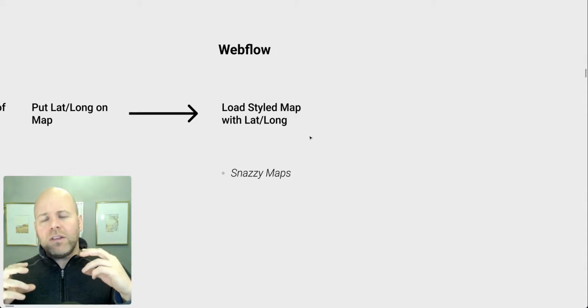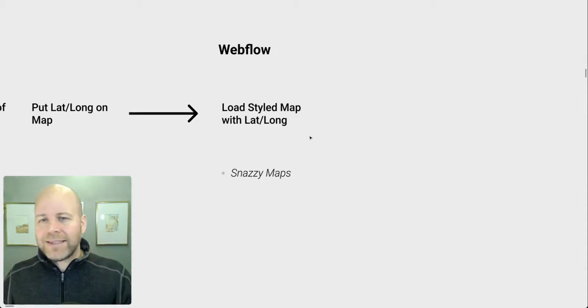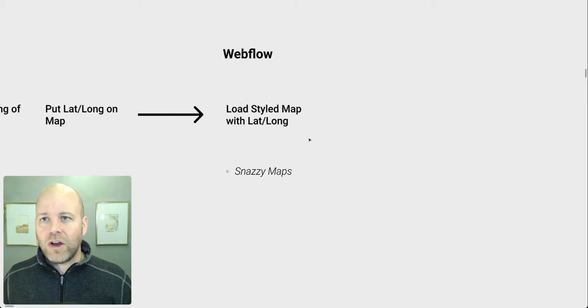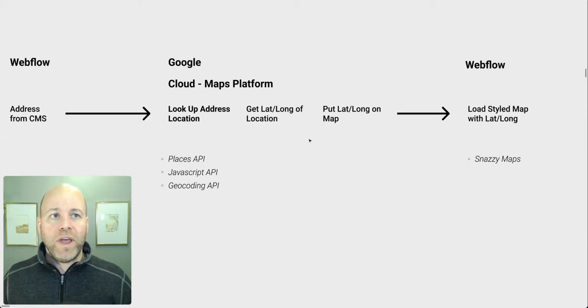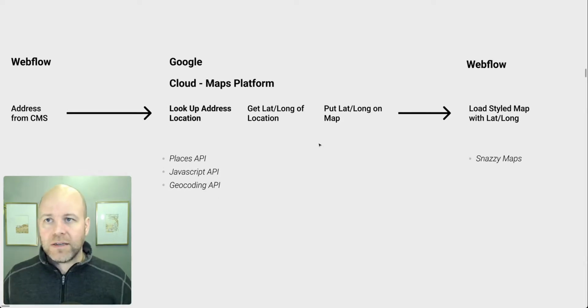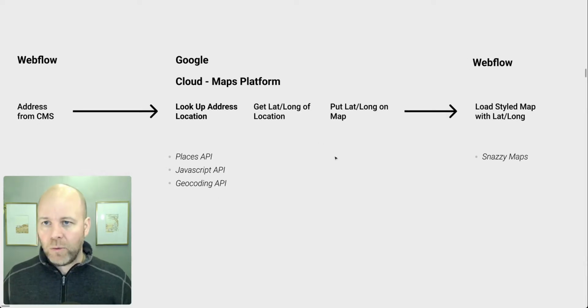And we're going to use a tool called Snazzy Maps. There's a few different tools that you can use. You can actually style your map inside of the Google Cloud platform. I don't think it's quite as easy or fun. So we're going to use Snazzy Maps for that. So that is a quick overview of what's happening when we are creating this custom map and loading it onto Webflow.